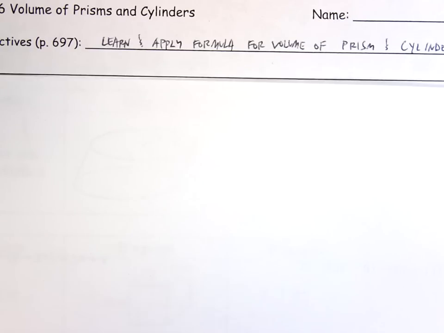So we've been talking about surface area of different shapes, prisms and cylinders, pyramids and cones. Now we've got to hit volume. So going back, re-hitting those same shapes, but now talking about volume and seeing how that is different from surface area.